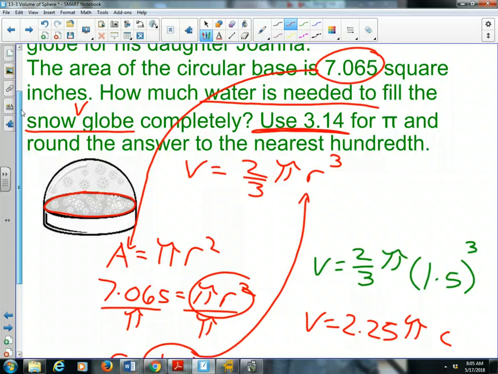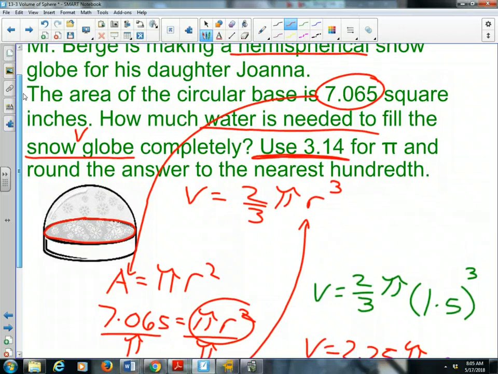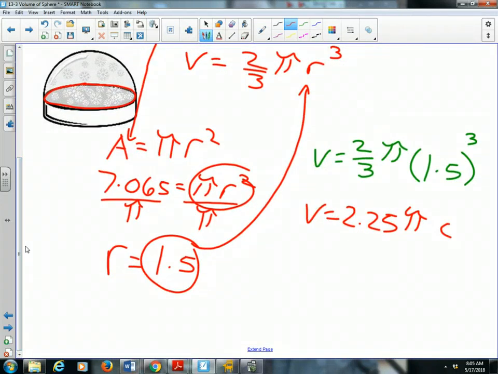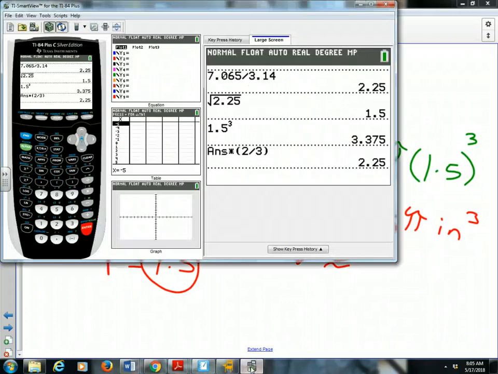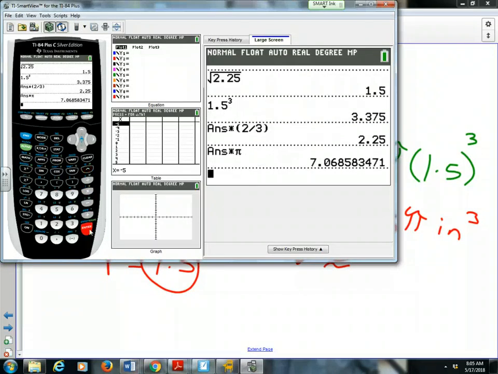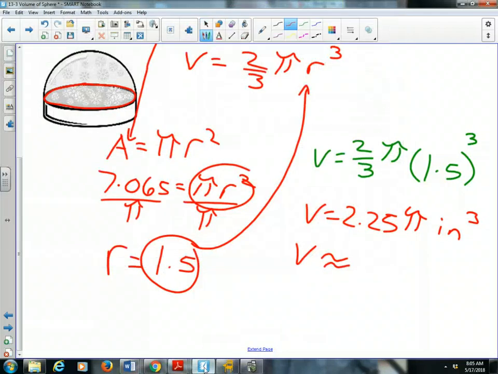Got to get my units here again. The area is in square inches, so the volume would be in cubic inches. And then again, let's have an approximate answer by multiplying by pi. 7.07 cubic inches.